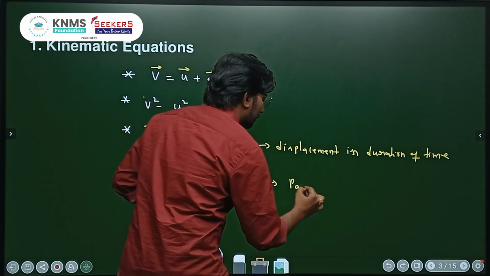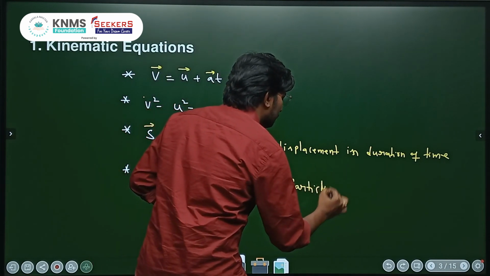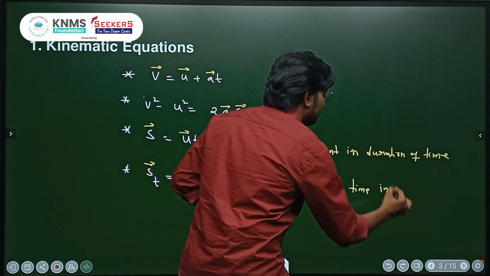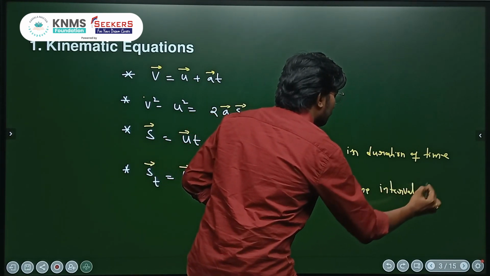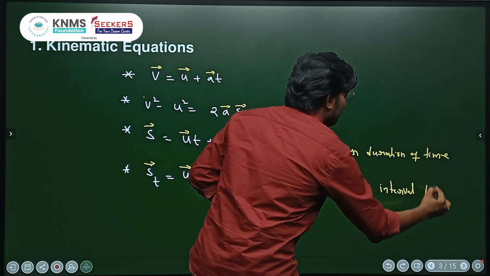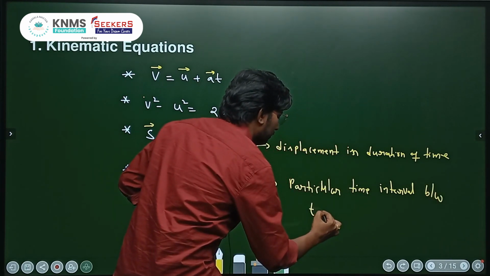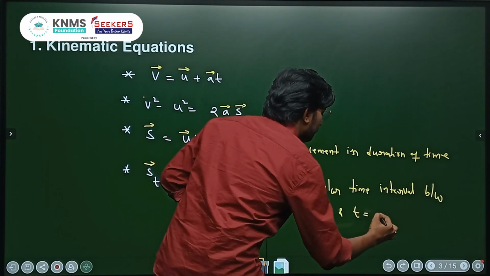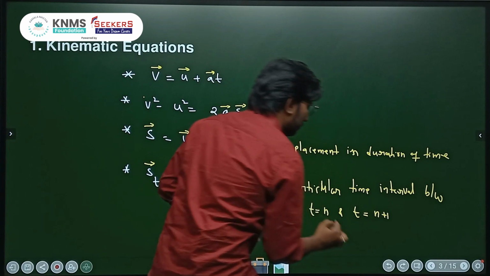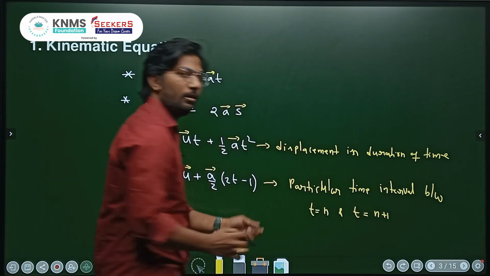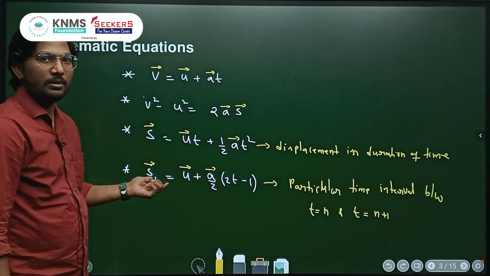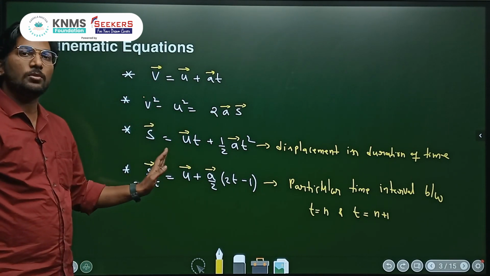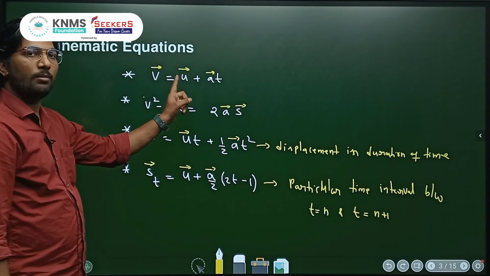So we can say in a particular time interval between t is equal to 1 and t is equal to n plus 1, between these two we can verify the displacement. Anyway, we will see the questions based on this. So these are the 4 equations we need to solve any questions based on kinematic equations.